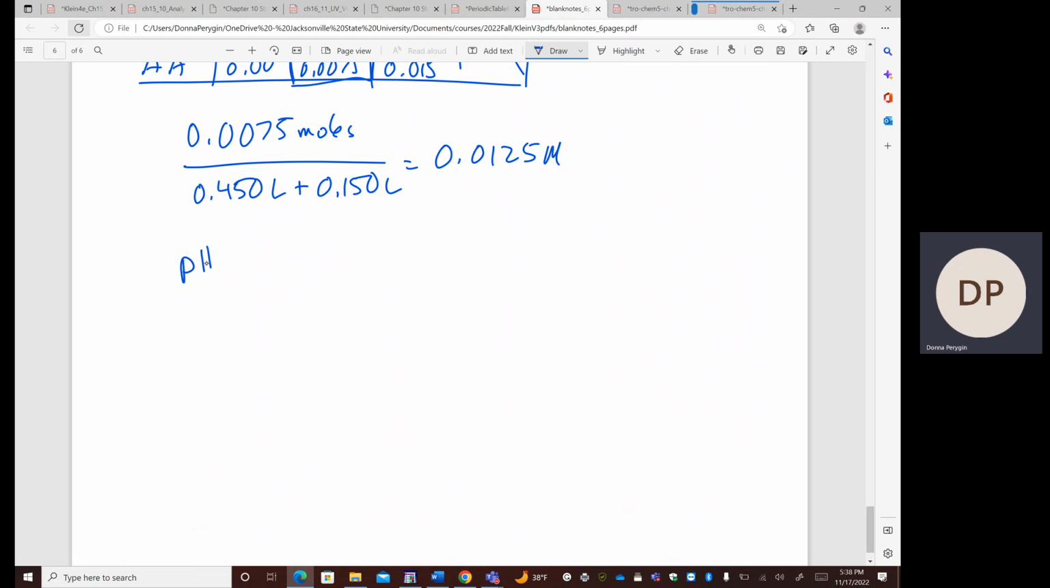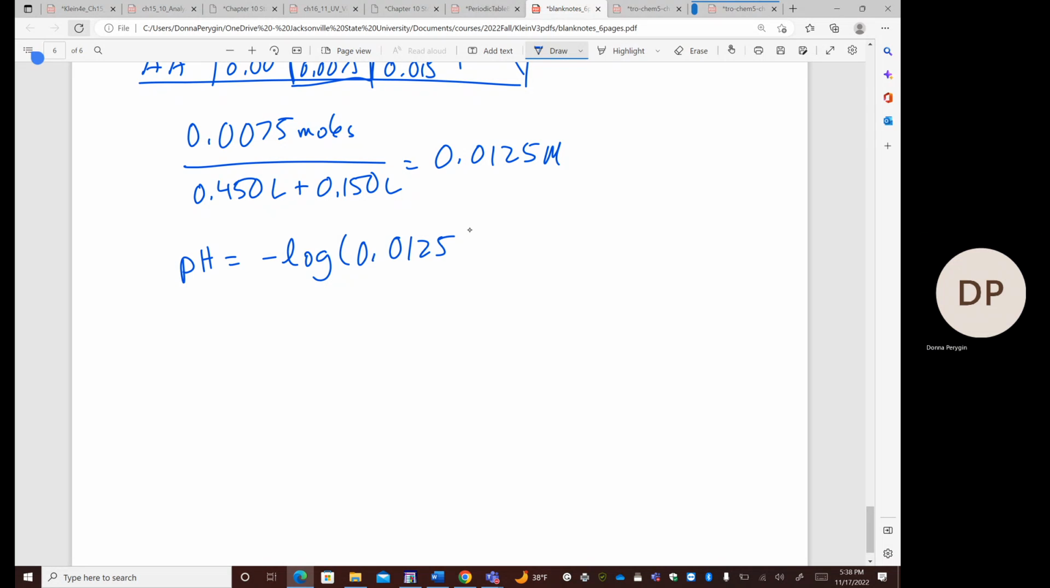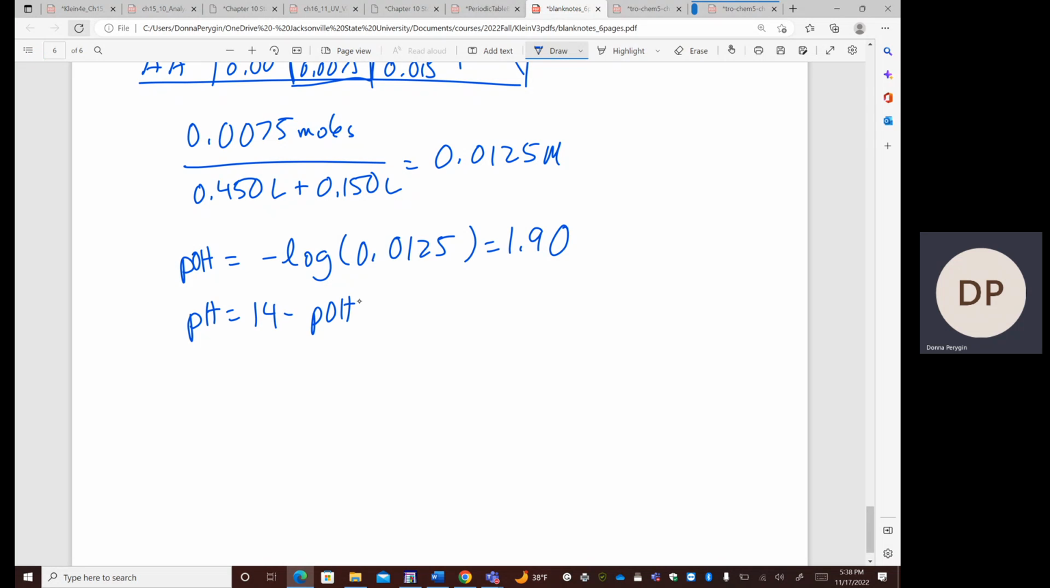Okay, so the pOH is equal to the negative log of the hydroxide ion concentration, which is 0.0125, okay, which is 1.90. That's the pOH. And the pH is equal to 14 minus the pOH, which is equal to 14 minus 1.90, which is equal to 12.10, okay?